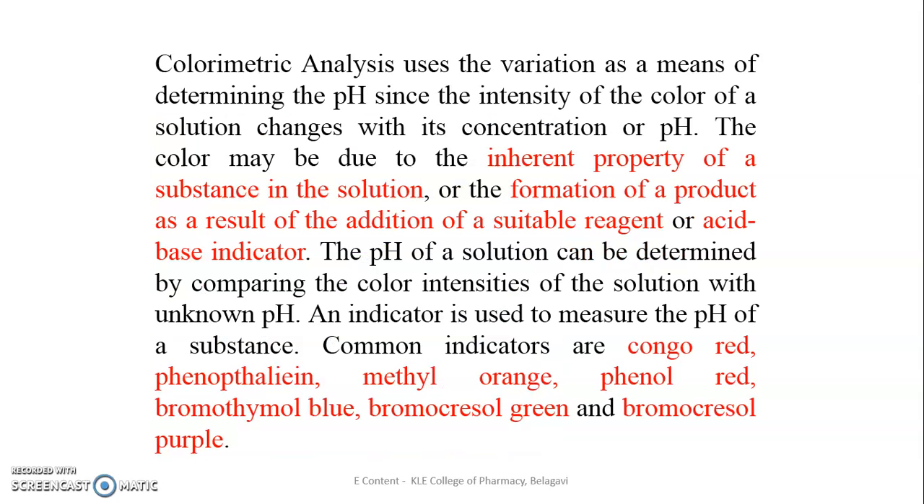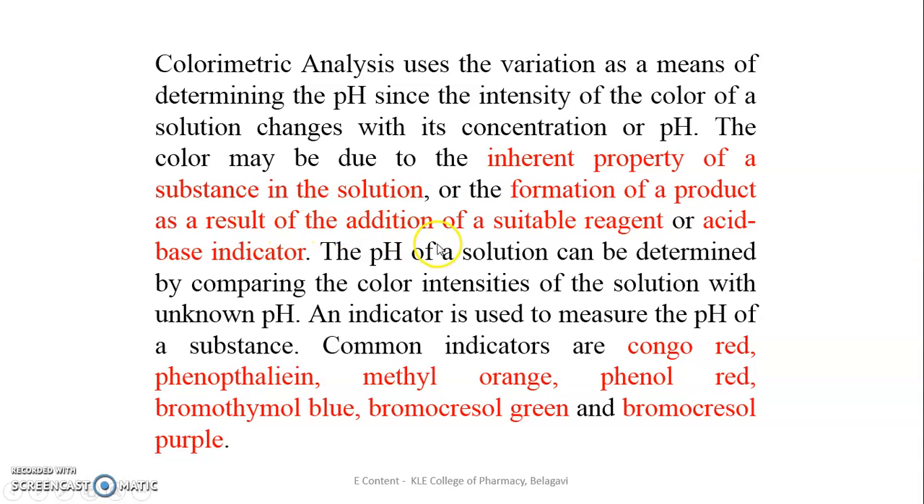So colorimetric analysis uses color variations as a means of determining the pH, since it requires knowing the intensity of the color of a solution, which keeps changing with the change in concentration or the change in pH. The color change may be due to the inherent property of a substance in the solution, like color, or physical properties like solubility, temperature, and dielectric constants. These are all called the inherent properties of a substance.